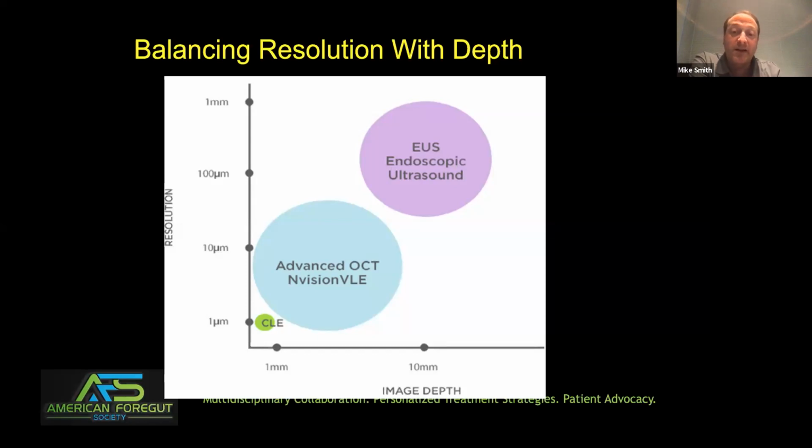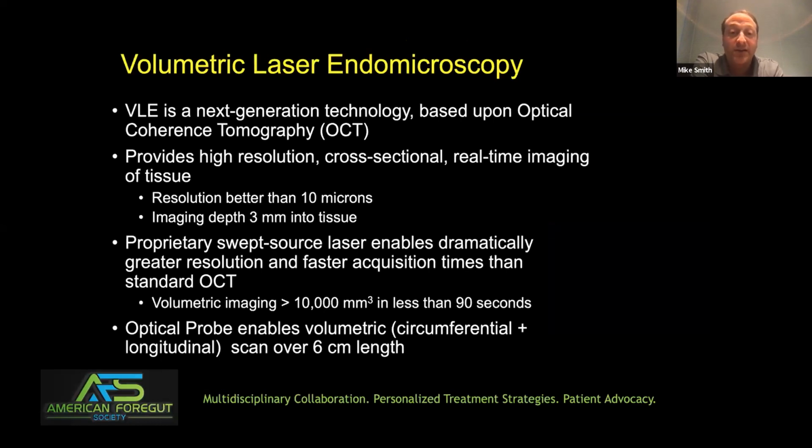And so there's been a push to find something that's sort of in the middle ground there, and one that has come up has been what we call advanced OCT or VLE, volumetric laser endomicroscopy. VLE is a next generation version of OCT, optical coherence tomography, that provides resolution down to about 7 microns, so not as good as the 1 micron of the CLE, but you're able to see 3 millimeters into the tissue, even into the adventitia, as I'll show you, of the esophagus.